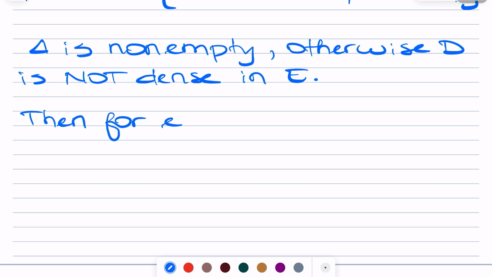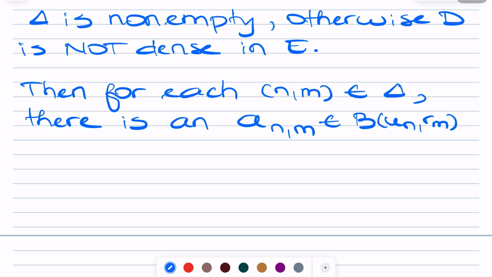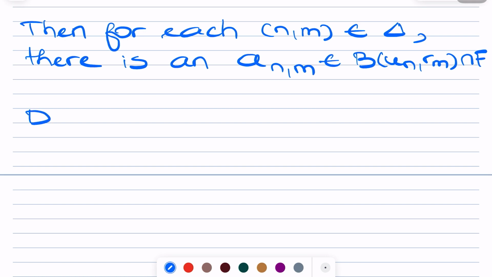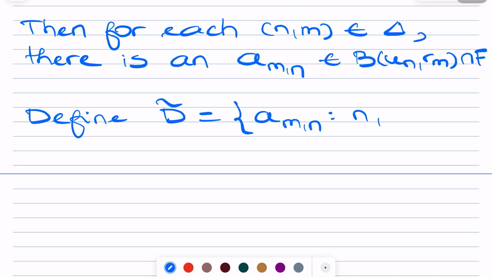So then for each, say, nm belonging to delta, one can actually choose, I mean there is, say we call it an a_nm, belonging to the intersection U_nm intersected with F, right? And then the only thing you have to do now is to define G tilde to be the set of those points a_nm, such that n, m belong to the set of natural numbers.